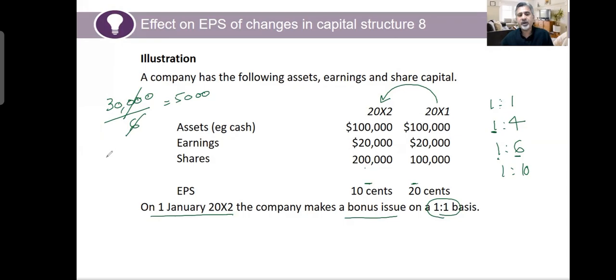And Joseph, how many shares do you have? Joseph says that, I've got 60,000 shares. So 60,000 divided by 6, Joseph, you will get 10,000 shares. So this is how you proportionate.